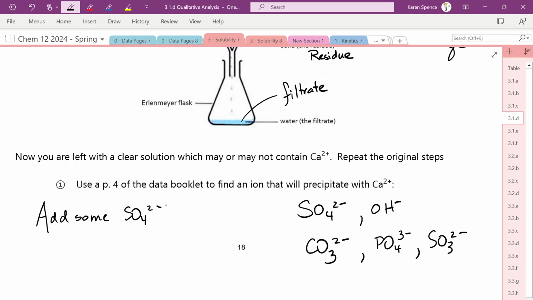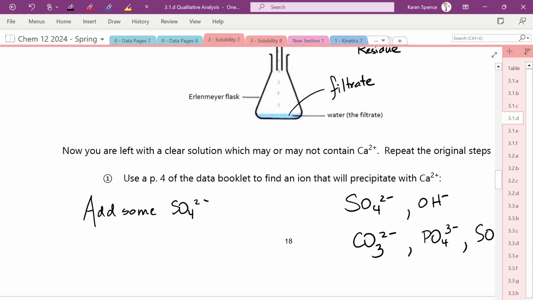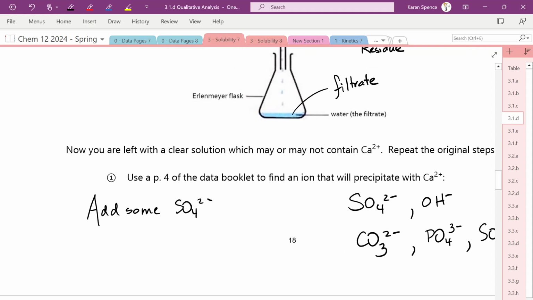Let me know what you think about this as your next step. No. Would you get full credit for that? No. There's two things that are wrong with it. I need a positive ion to go with it. Who is a good choice of a positive ion?